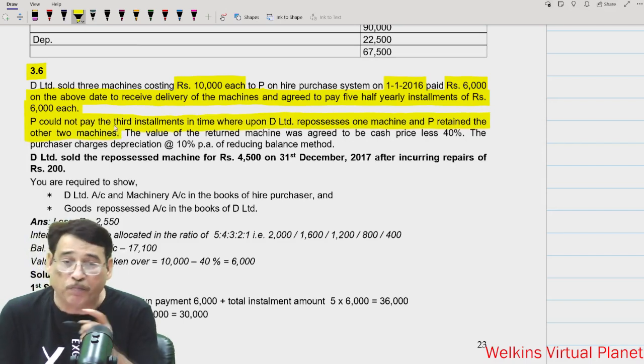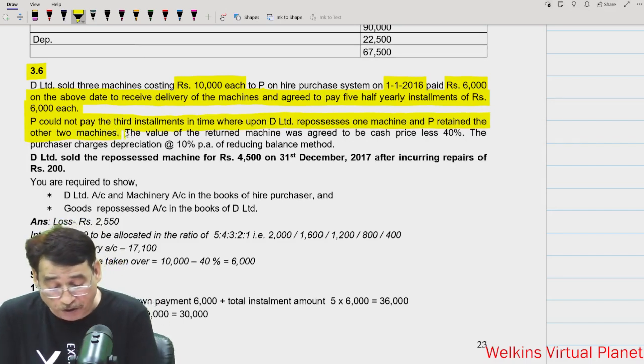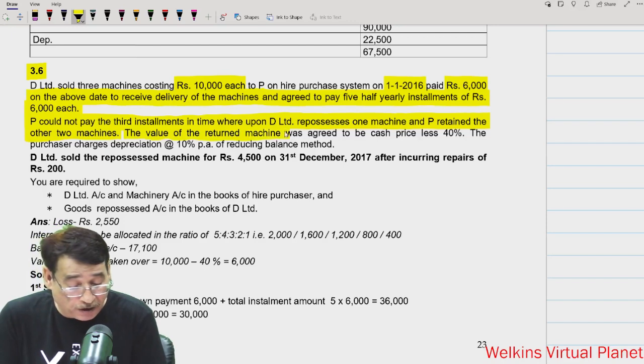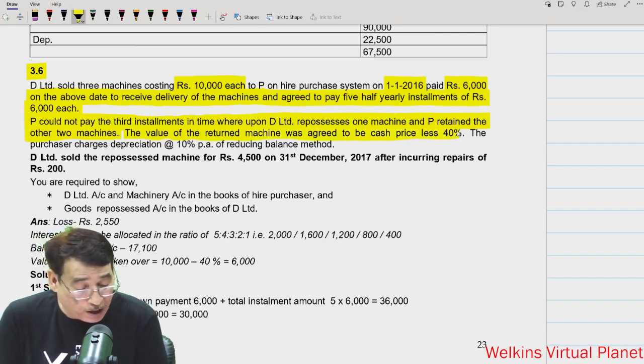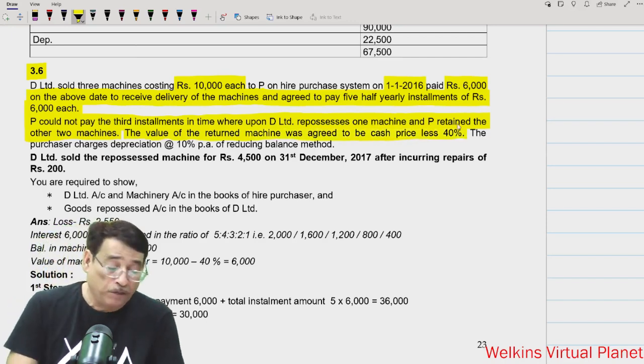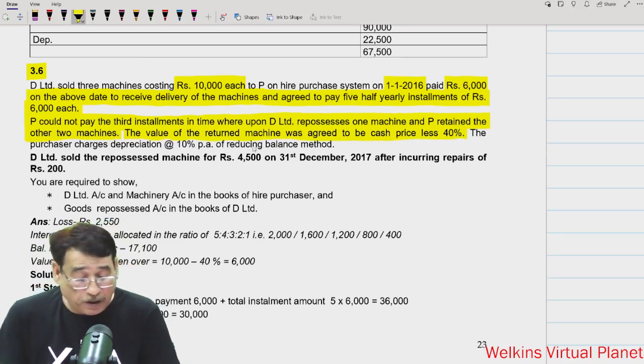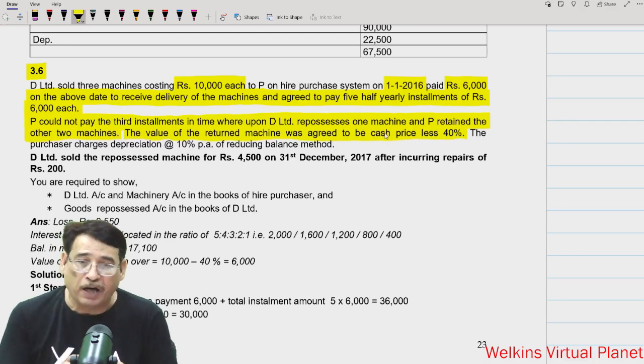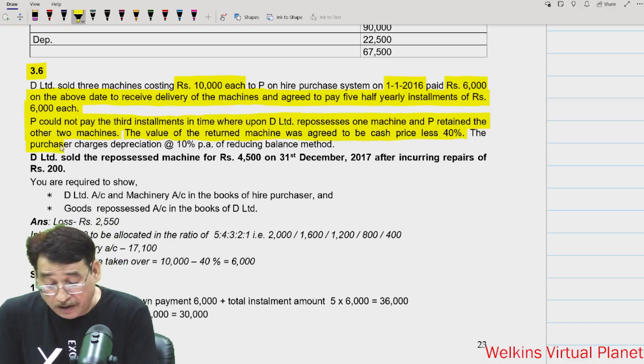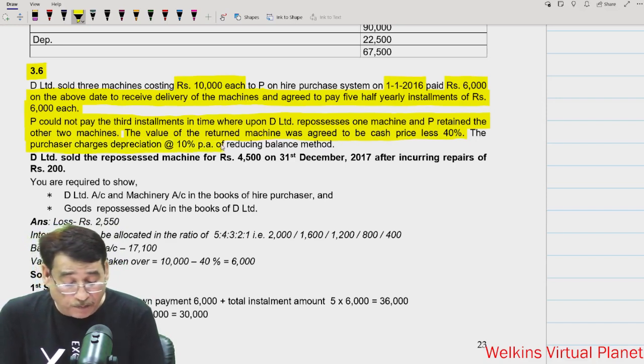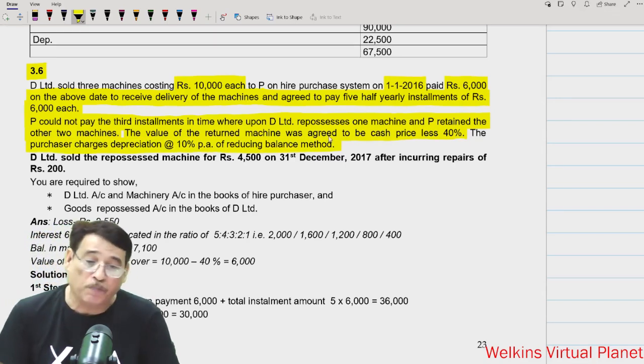So only one machine has been taken back in this particular question, and the value of the returned machine was agreed to be cash price less 40%. So please pay attention here. The value of the returned machine was agreed to be cash price less 40%. The purchaser charges depreciation at the rate of 10% per annum on reducing balance method.